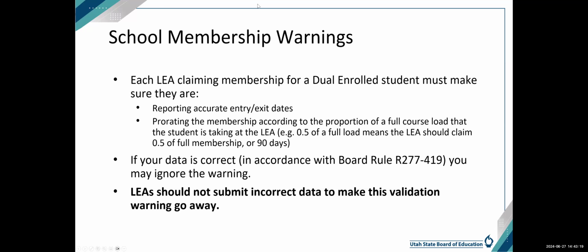So moving on to school membership warnings. Again, each LEA claiming membership for a dual enrolled student must make sure they're reporting accurate entry and exit days and prorating the membership according to the proportion of a full course load that the student is taking at your LEA. If your data are correct, then you can ignore the school membership warning, and you should not submit incorrect data to make the validation warning go away.